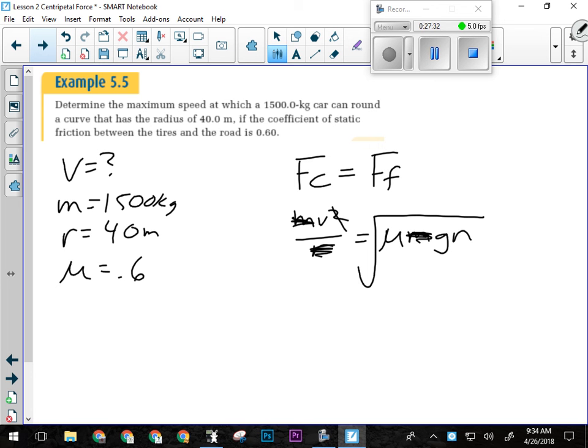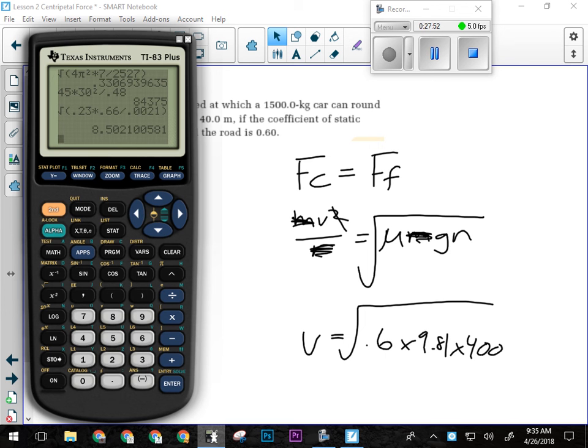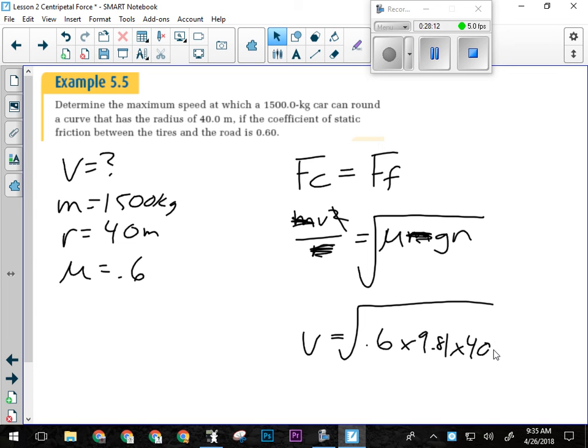v is the square root of mu times g times r. So v equals the square root of 0.6, that's our coefficient of friction, times 9.81, our acceleration due to gravity, times 40 meters. So we didn't even need the mass. They didn't even have to give it to us in this question. So v is going to be the square root of 0.6 times 9.81 times, sorry, it's 40 meters, not 400 meters, 40 meters. So the speed is going to be 15.3 meters per second.